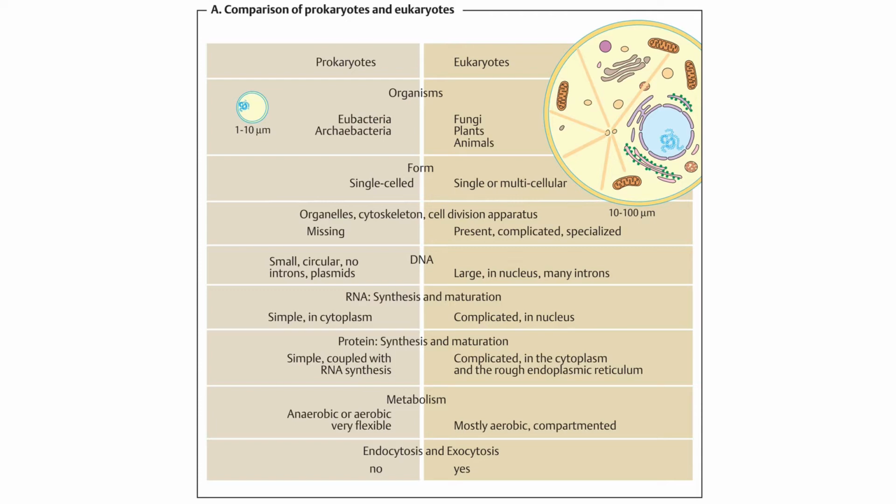In prokaryotes, they have organelles, cytoskeleton, but some are missing. In eukaryotes, cell division apparatus is present, complicated, and specialized. In prokaryotes, the DNA is small, circular, with no introns, and there is a plasmid. While eukaryotes are large in nucleus and have many introns.